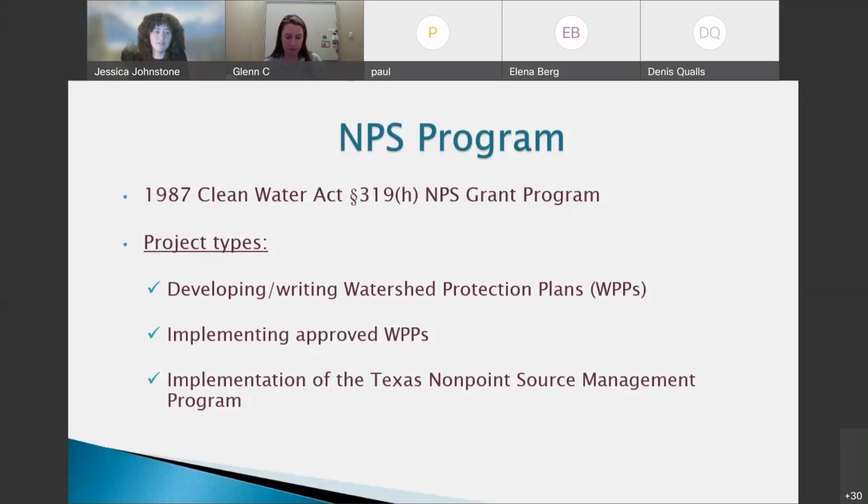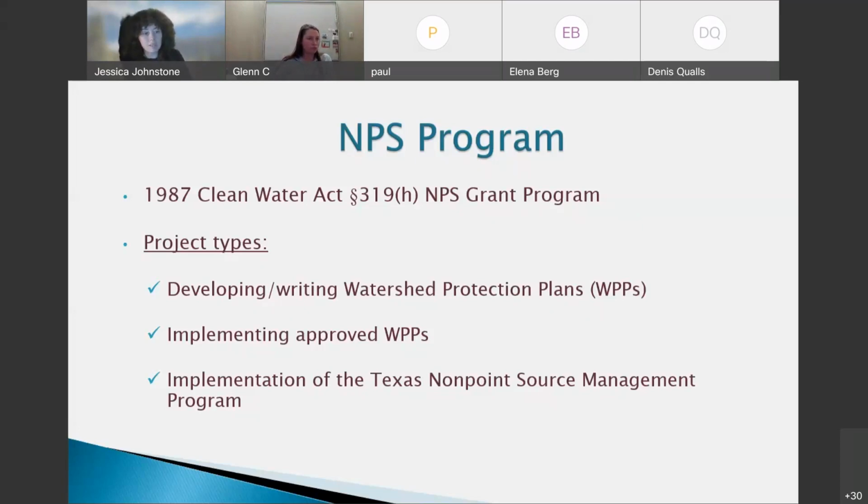Okay, I'm going to start way back. We distribute Federal Clean Water Act Section 319 funding. It's federal funds passed through the state to you. And we say that we fund 3 different project types, so 3 different pots of money. The first is developing and writing watershed protection plans. And that looks like data collection, stakeholder engagement, data assessment, and writing and approval of a watershed scale action plan.